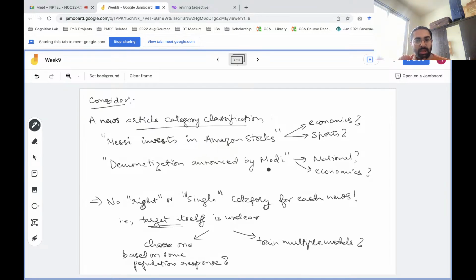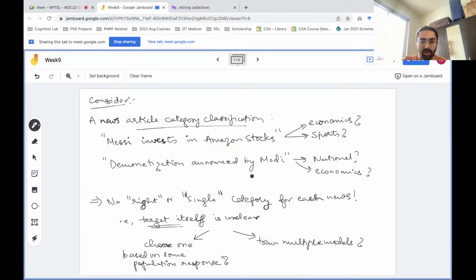Same thing here. Does it make sense to put it in national news because it affects the whole nation, or should I put it in economics news because it's talking about money and things like that? So hence what happens is, we don't have a single category for each news as such. The target itself is unclear in some sense.